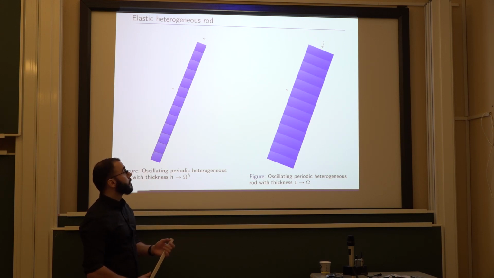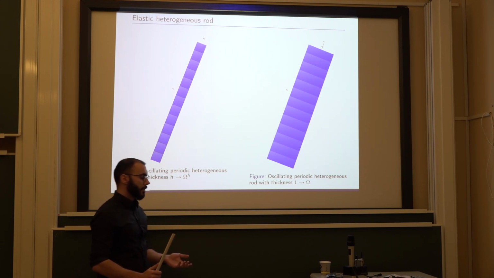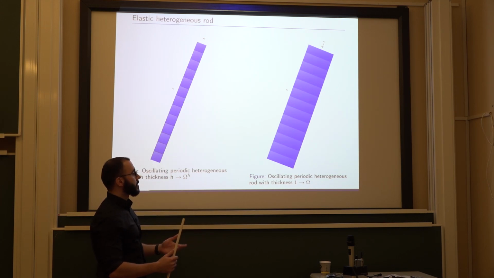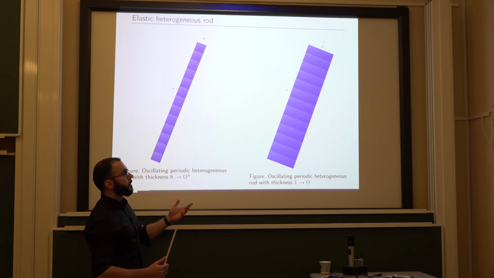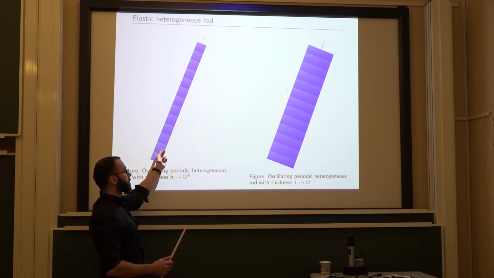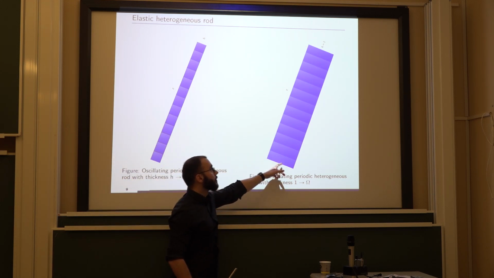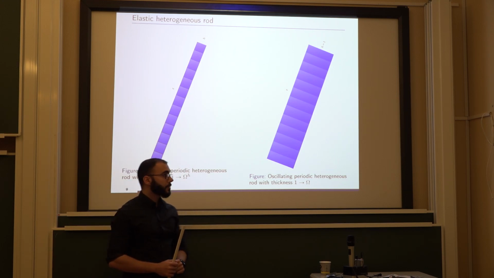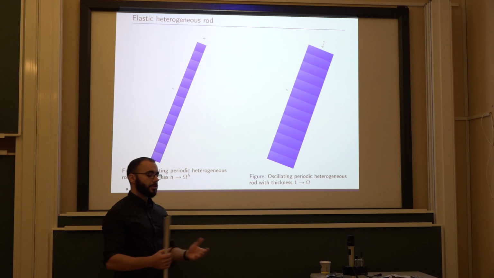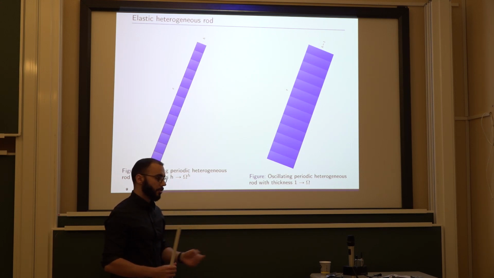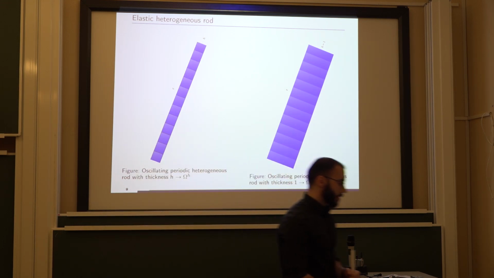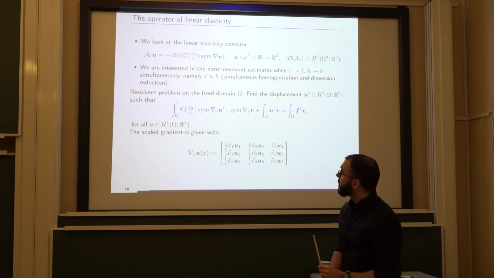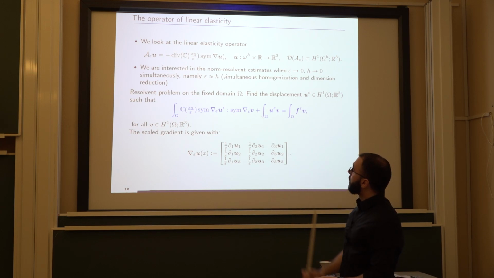And since we want to pose everything on some Hilbert spaces, we want to have fixed Hilbert spaces, it's a good idea to rescale this domain onto the domain of thickness 1, just to have a fixed Hilbert space for every h. This would in return change our operator a bit. So I will show you in a second what happens when you rescale the domain. But the elasticity operator is given there.